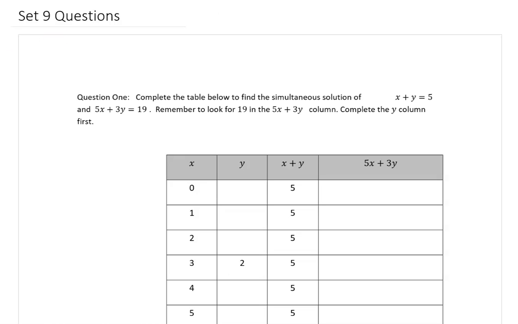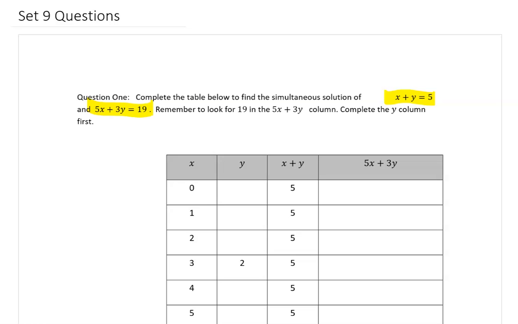Hey guys, we're going to be solving some simultaneous equations. Basically, what this means is, instead of just having one equation where we have to solve for an x, look at this. There's one equation, there's another equation, there's two equations now. What else do you notice?